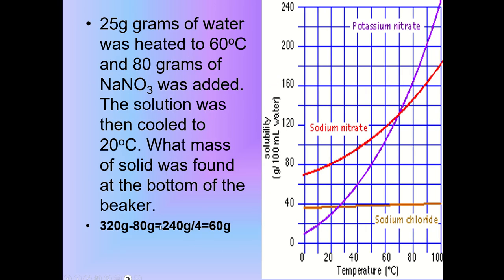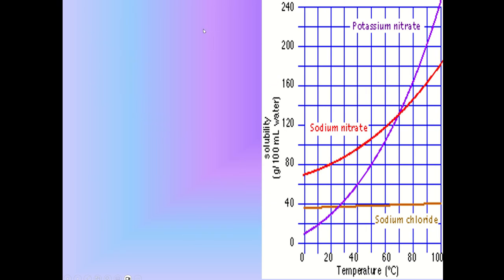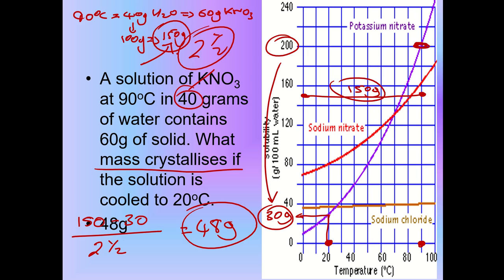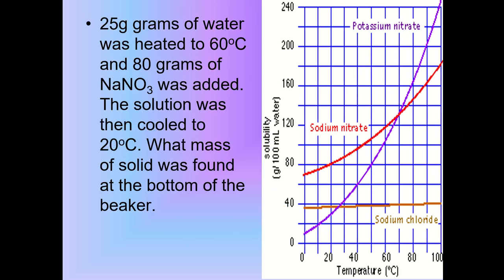Right, let's have a look then at the next one. Okay, so this time we've got 25 grams of water. So again, let's just remind ourselves that this time we're working in a quarter of what is on the graph. Was heated to 60 degrees Celsius and 80 grams of sodium nitrate. So sodium nitrate, we're working on the red line. Okay, it was added, the solution was cooled to 20. What mass of solid was found at the bottom of the container?